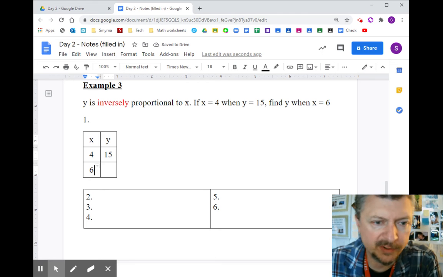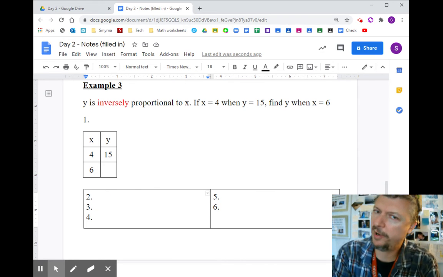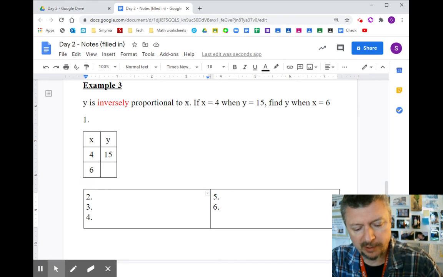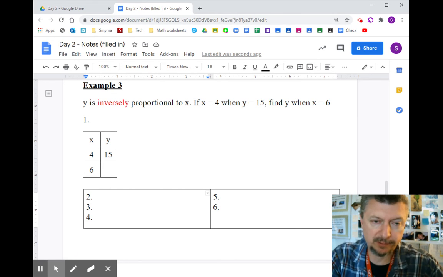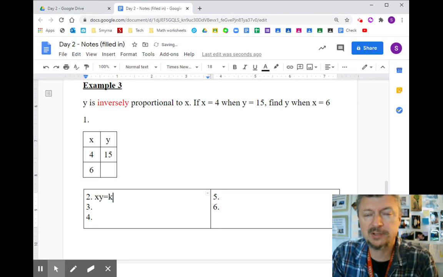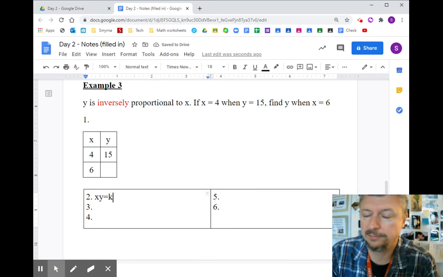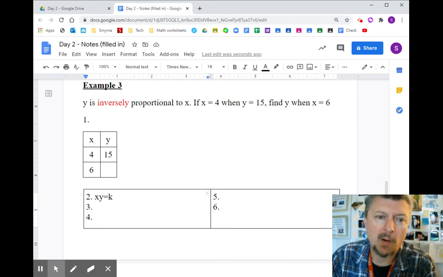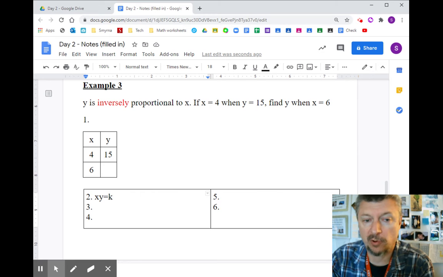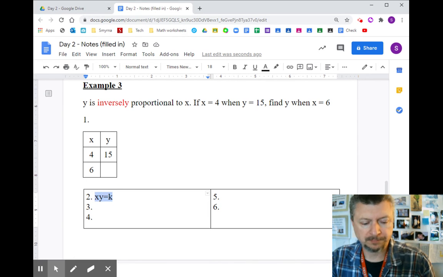All right, step 2. Inverse. Not Y equals KX. You can write it YX equals K or XY equals K. I'm going to write it XY equals K. It's the same thing. XY means X times Y, and YX means Y times X. So we're going to plug in an X and a Y. Just pull this down. There it is. Same equation.